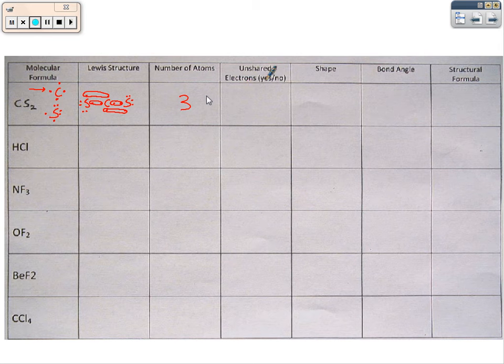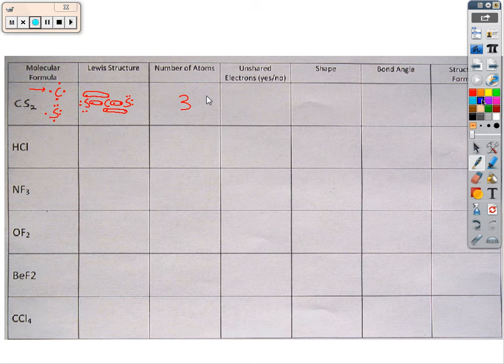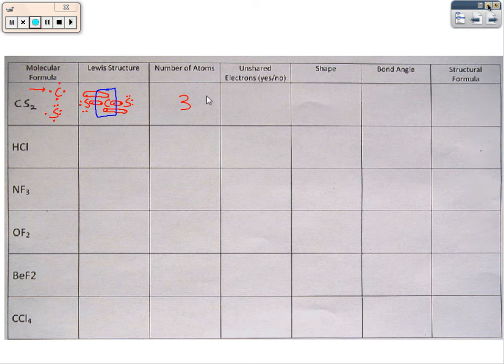The unshared electron part, that's a little bit more complicated. We have to look at the middle atom, and only the middle atom, to see if we shared all of its electrons. Carbon is the middle atom in this case. And if we take a look back at that carbon, we can see that every single dot that it had, all 4 of them have been shared. So there are no unshared electrons.